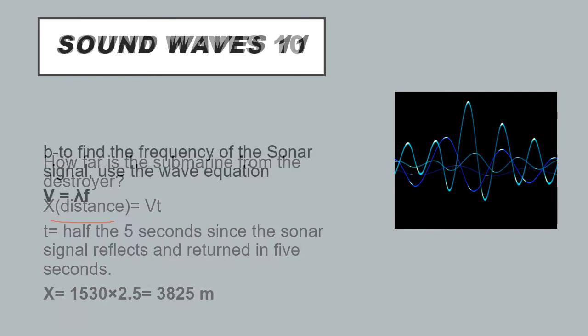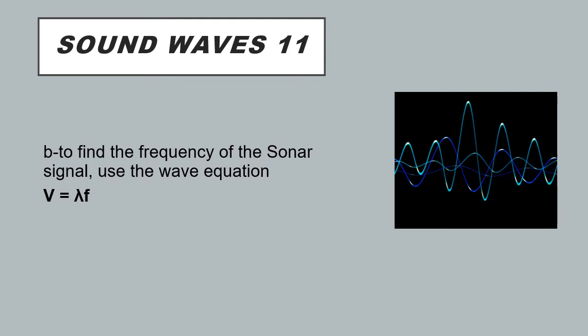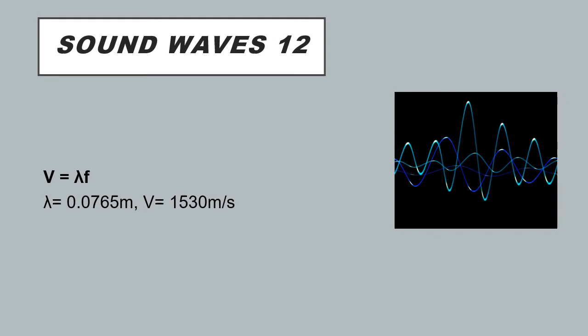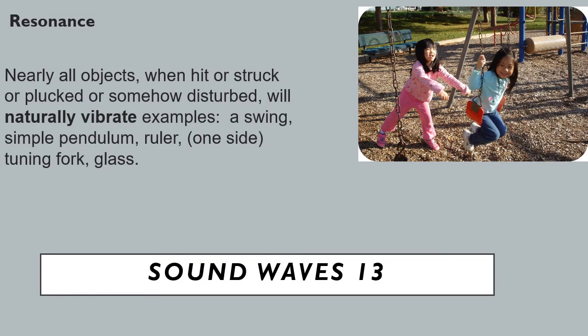Number B is to use the wave equation to find the frequency of the sonar signal. You have the speed, and you have the wavelength given to you in the problem as well. So from that you could get the frequency. And the answer will be around 20 kilohertz.